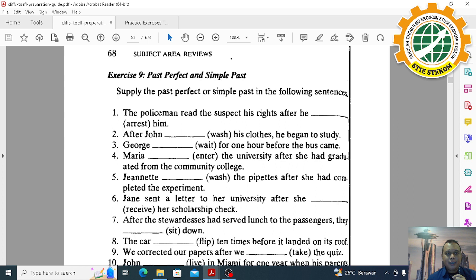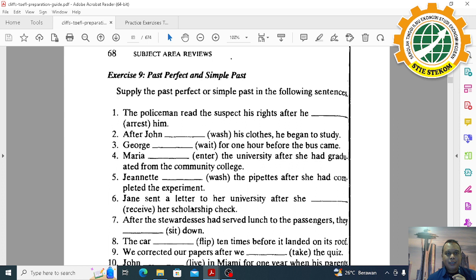Sekarang kita masuk ke bagian subject verb agreement. Ini sering sekali muncul dalam soal TOEFL, ya. Remember that the subject and verb in a sentence must agree in person and number. Ya, jadi dalam bahasa Inggris itu uniknya kata kerja itu selalu mengikuti kata benda, ya. Kata kerja selalu mengikuti kata bendanya.